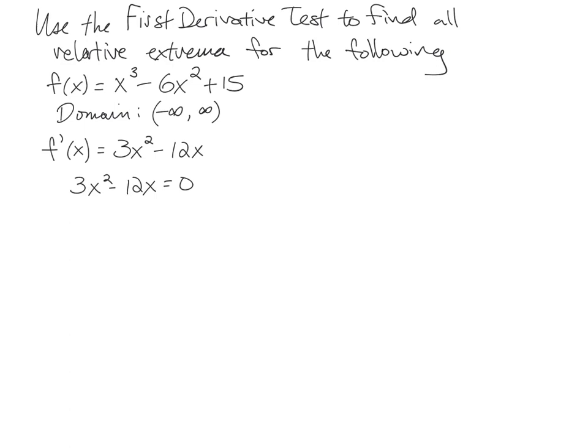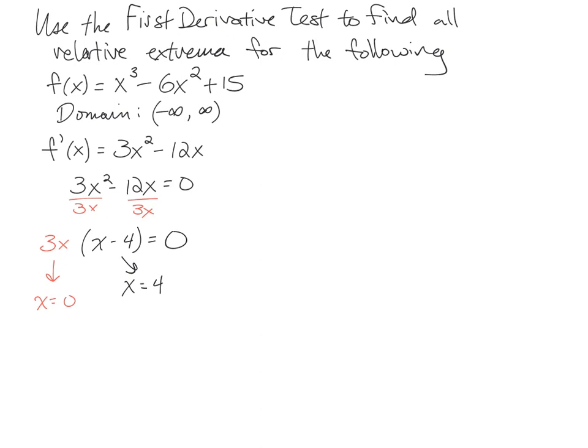So I preloaded this slide with all of this work, just so that I could stop here and show you how to solve for x. I'm going to common factor a 3x out of both terms, and then I will be left with an x minus 4 equal to 0. So this tells me that x will equal 0 and x will equal 4.